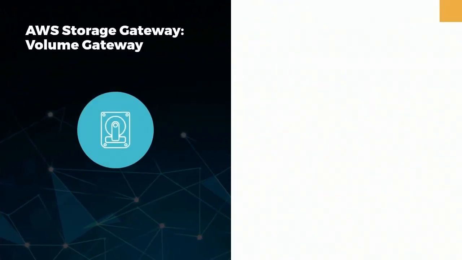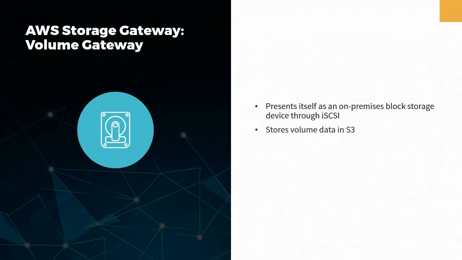The last service offered is the Volume Gateway. The Volume Gateway presents itself as block storage, as an on-premises block storage device that servers can connect to through the iSCSI protocol. But in the end, of course, the volume data is actually stored in S3.